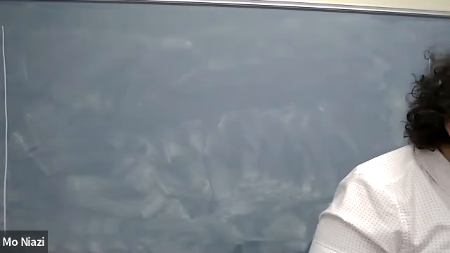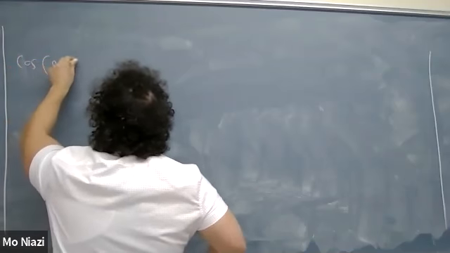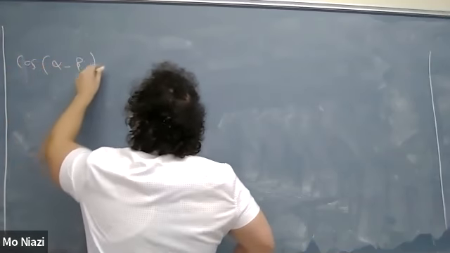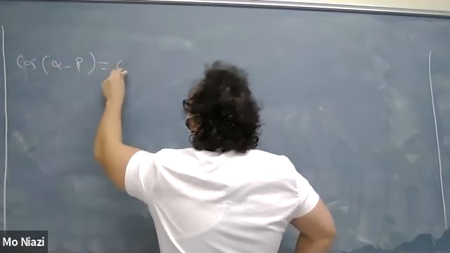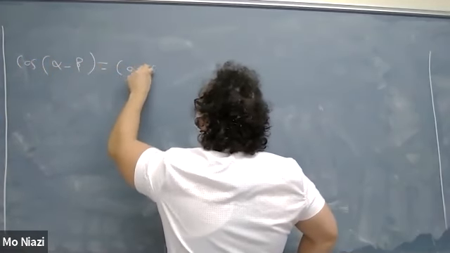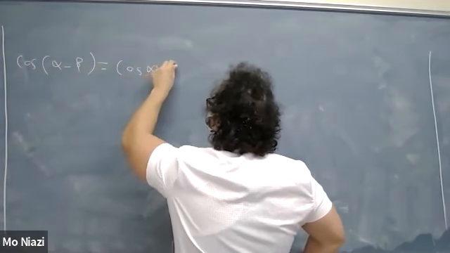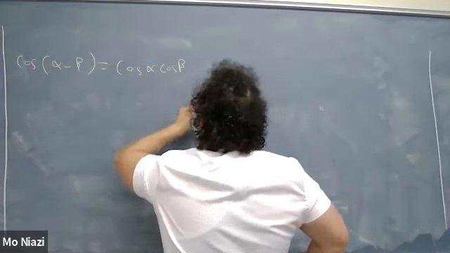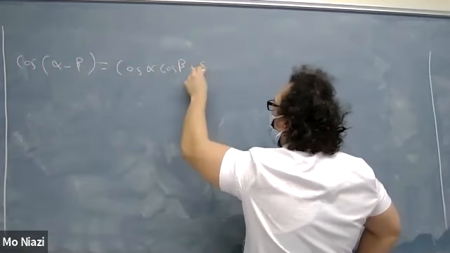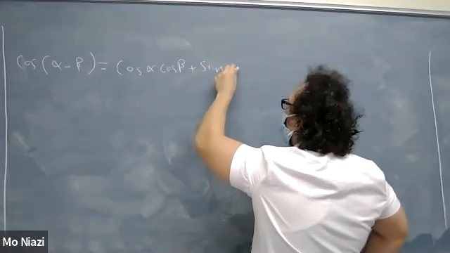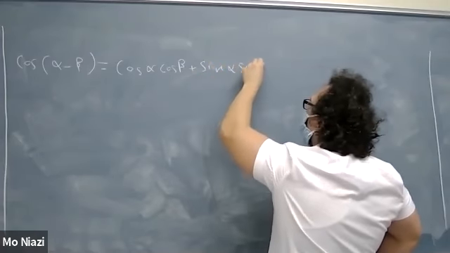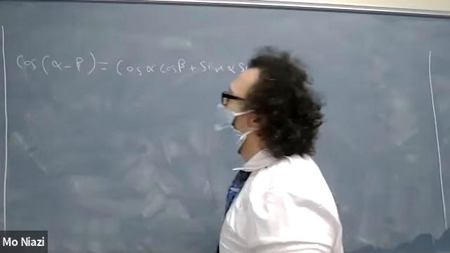Okay, so do you guys remember that we found, what did we find? We found that the cosine of some alpha minus a beta is equal to cosine alpha cosine beta plus sine alpha sine beta. Is that right? All right.